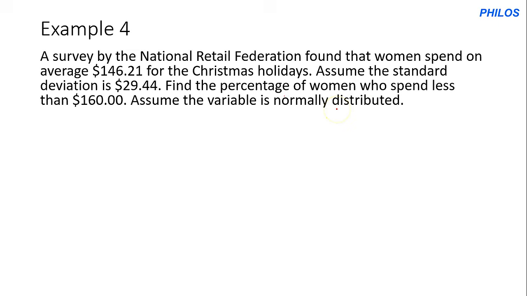Now, to solve this type of question, whenever a question asks you to find the percentage, the question is just trying to tell you to find the probability. But after getting the probability, you convert it to percentage by multiplying it by 100. So we want to find the probability for less than $160. So to do that, the question says average is $146.21. Okay, that is the mean. Average is the same as mean. Okay, so let's jot that down.